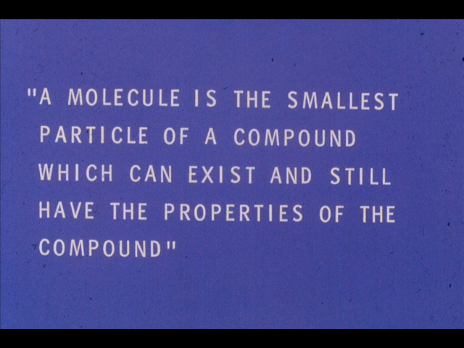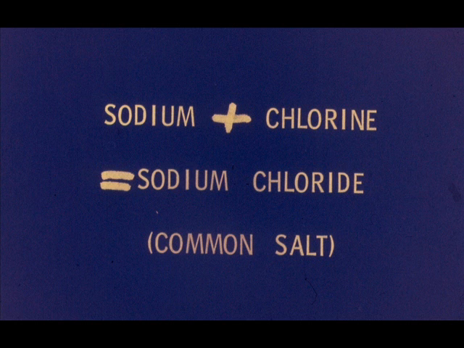A molecule is the smallest particle of a compound which can exist and still have the properties of the compound. In the case of salt, it would consist of one atom of sodium combined with one atom of chlorine. This molecule of salt would be extremely small. If each molecule in a grain of salt were increased in size until it was as big as the ordinary grain of salt, the resulting pile of salt would cover an area of 1,000 football fields to a depth of about 6 feet.